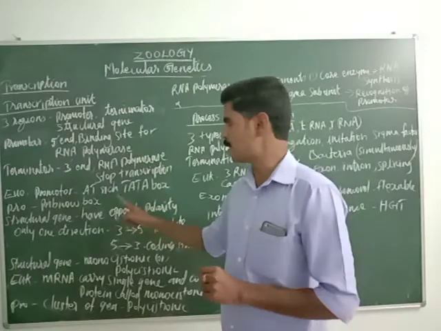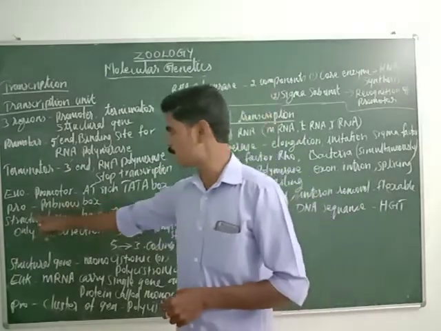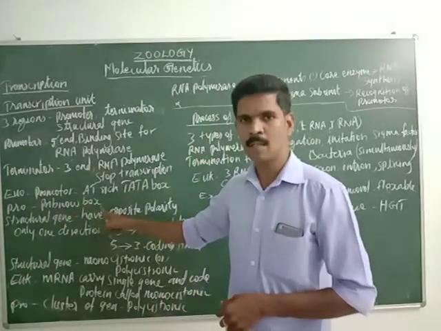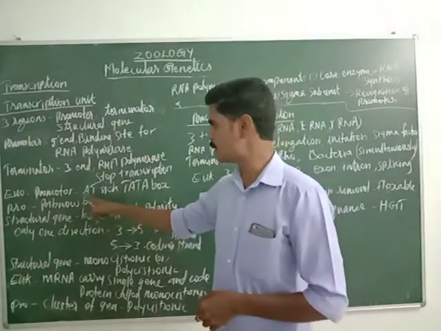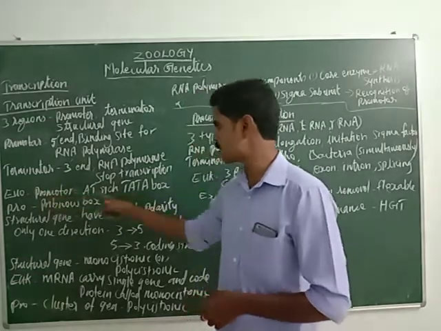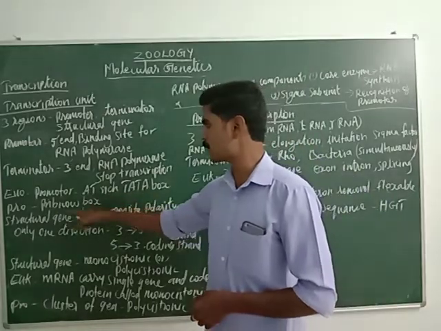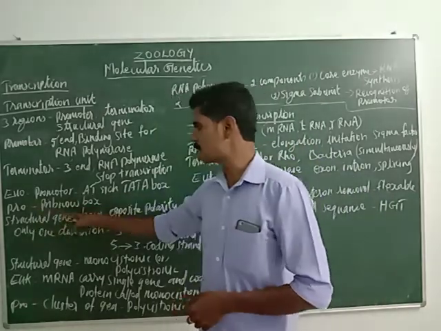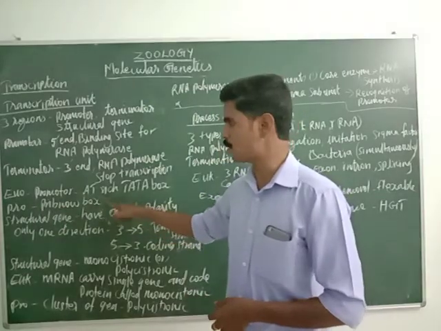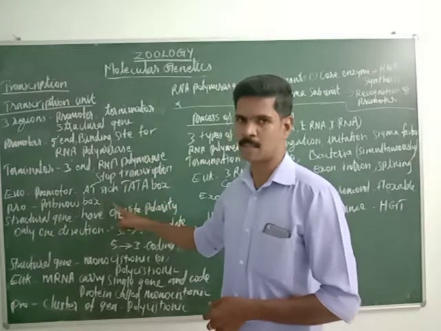The same AT rich region present in the promoter of a prokaryotic organism is called the Pribnow box. So the AT rich region present in the promoter region of the eukaryotic organism is called the TATA box, and in the prokaryotic organism it is called the Pribnow box. Hope you understood. This is one of the 2-mark questions: what is the TATA box and what is the Pribnow box.